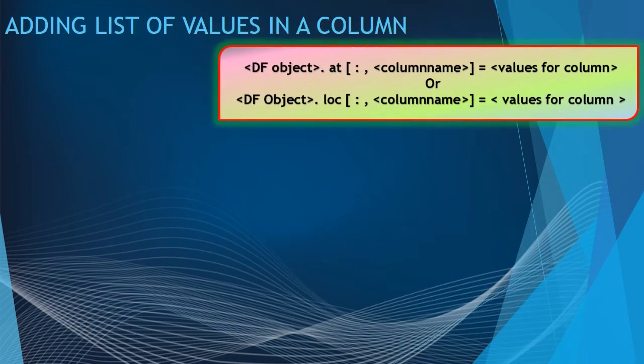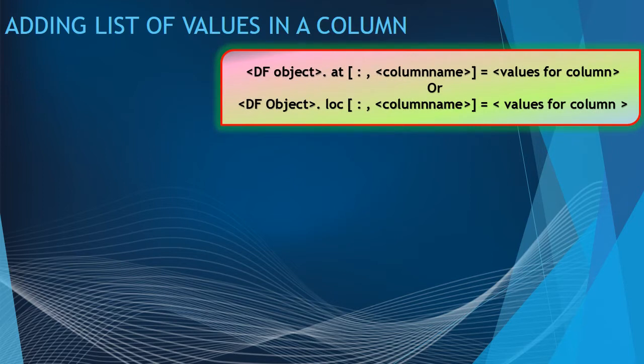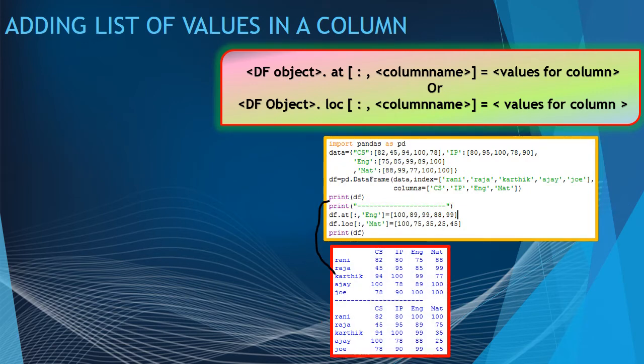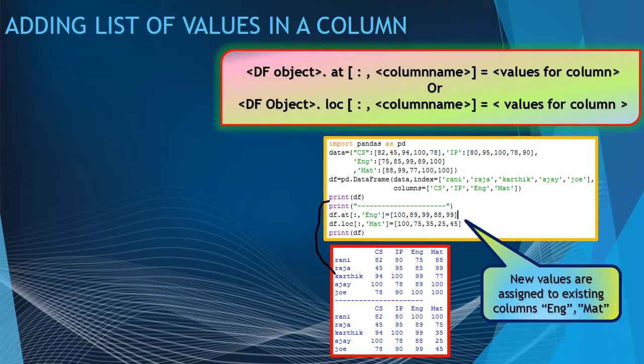Using this formula, also at and loc, we can add values for the columns: data frame object at colon comma column name equal to values, or we can use loc colon comma column names in square brackets equal to a list of values. See here the data frame is printed, and for the English column I changed the values using the at function, and using loc I also changed the math column values. So the new values were given in the existing columns English and math.